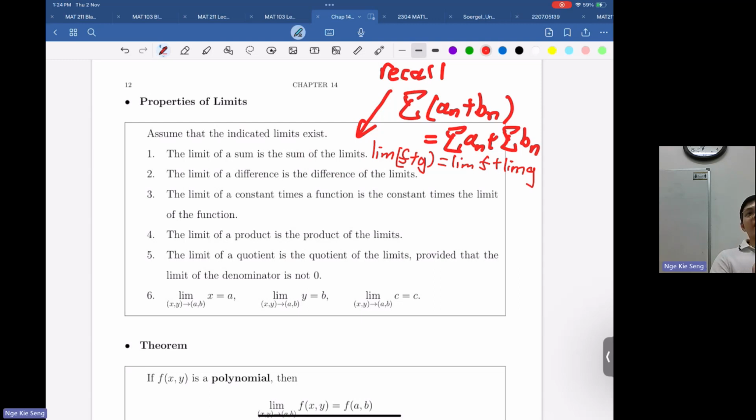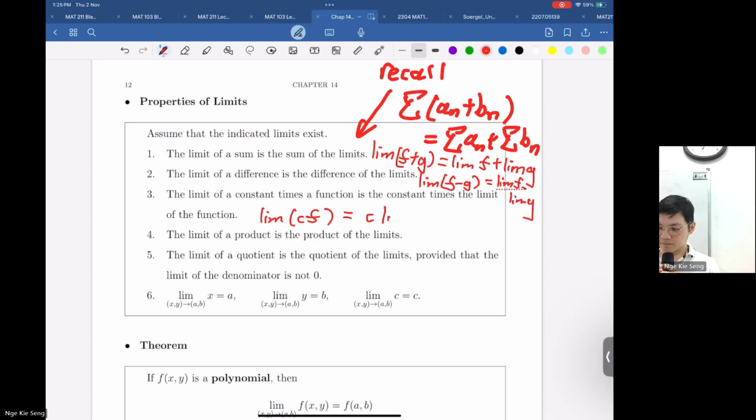Yeah, so this looks linear, because you can break the sum. And the limit of a difference is the difference of the limits. So if you look at f - g, then you will get lim f - lim g. And the limit of a constant times the function is the constant times the limit of the function. So this is really a linear operator. How is it an operator? It takes a function and then gives you a number. Functions and real numbers both form vector spaces.